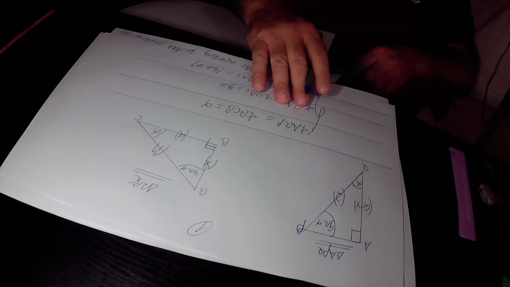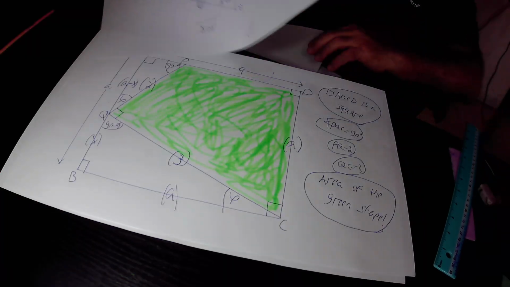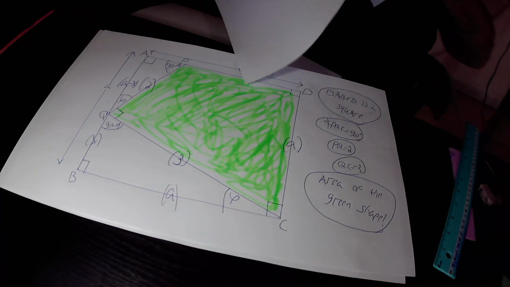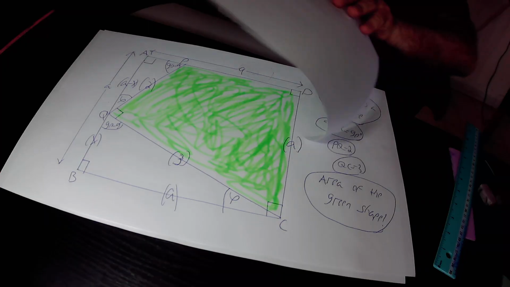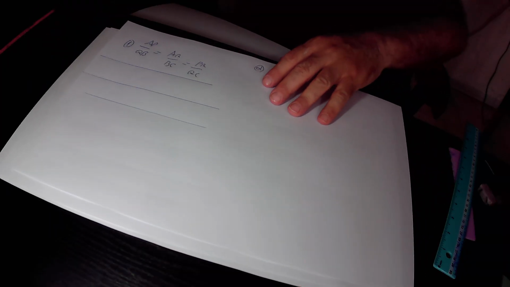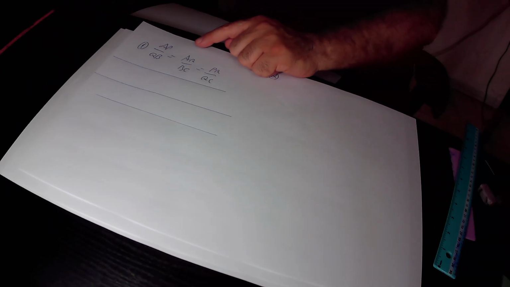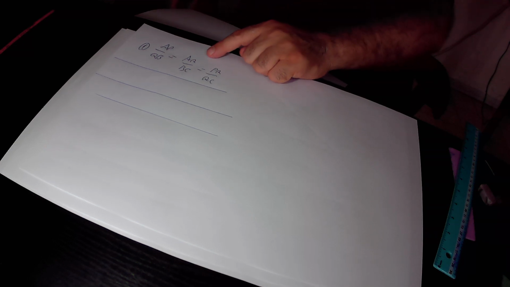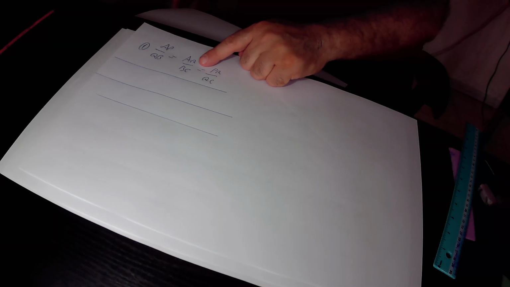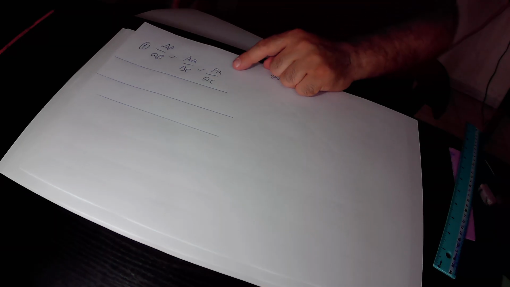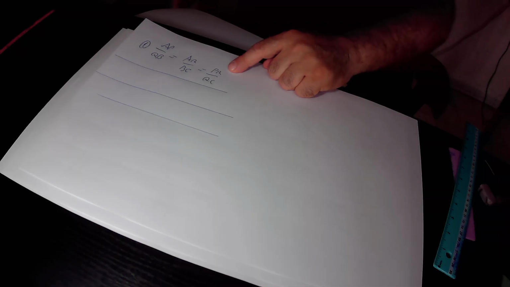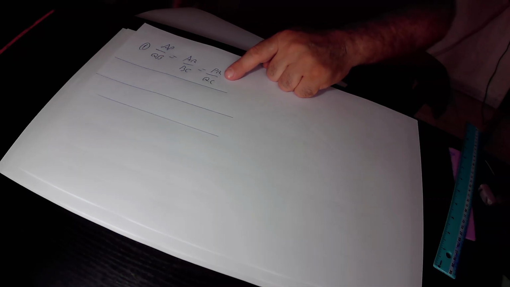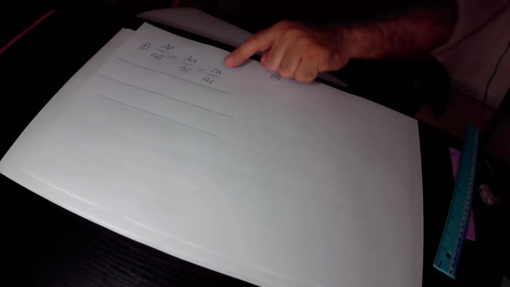Again, we found out that side AP in the right triangle APQ over side QB in the right triangle QBC is equal to side AQ in the right triangle APQ over side BC in the right triangle QBC, and it is also equal to side PQ in the right triangle APQ over side QC in the right triangle QBC.